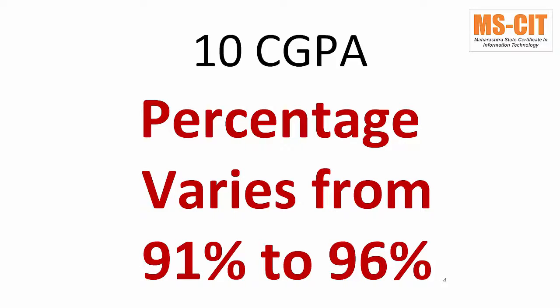Every student's target is to secure 10 CGPA. How does the board calculate that CGPA? You need not bother about it. The board will take care of that. But 10 CGPA doesn't mean your score is 100%. Your score in actual percentage will vary from 91% to 96%.